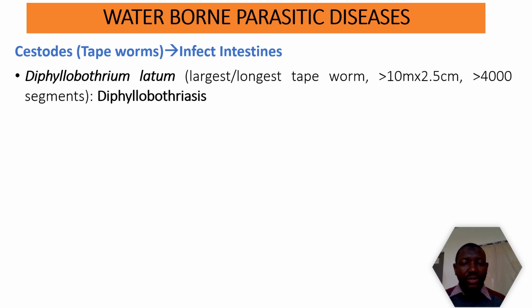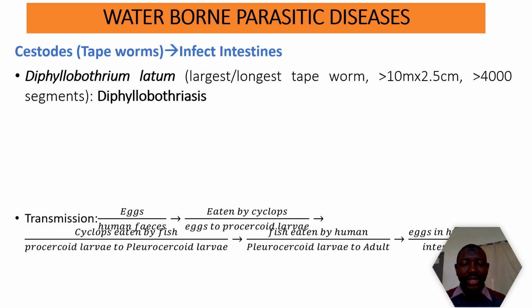Now, the first of this category is a flatworm called Diphyllobothrium latum. Diphyllobothrium latum is very common, and it is the largest tapeworm that can grow up to 10 meters in the small intestine of humans, with about 2.5 centimeters in width, and it can contain over 4,000 segments. So imagine the amount of nutrients this particular worm can consume in the small intestine. It is generally responsible for the disease known as diphyllobothriasis, which is a disease of the small intestine because the worm stays in the small intestine.